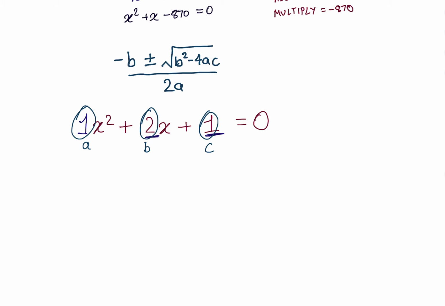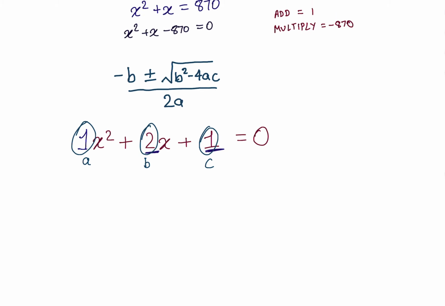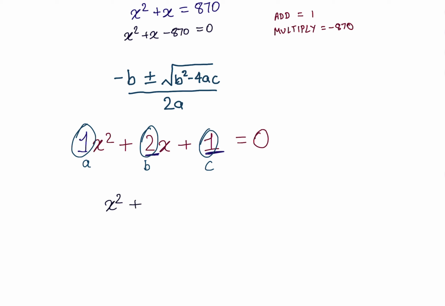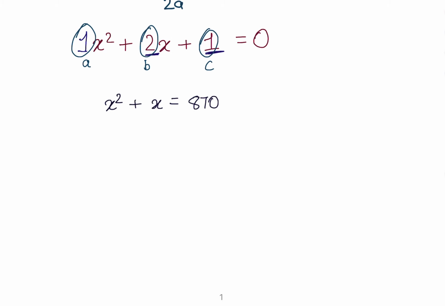So let's go back to the equation we had, which we wanted to solve, which was x squared plus x gives you 870. So as usual, we bring all the terms to one side of the equation. To do that, we subtract 870 from both sides, and that leaves us with x squared plus x minus 870 equals 0. And now we use the quadratic equation.